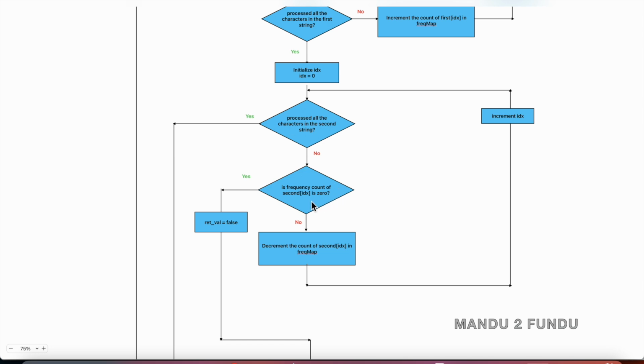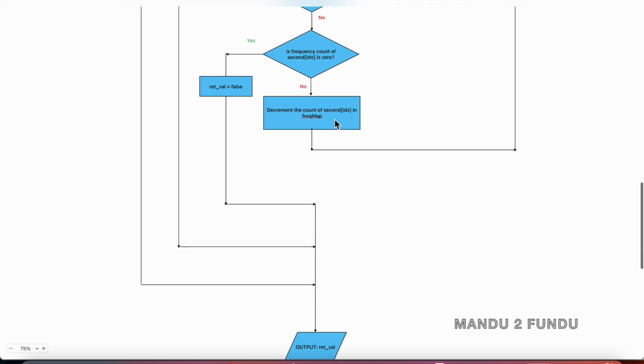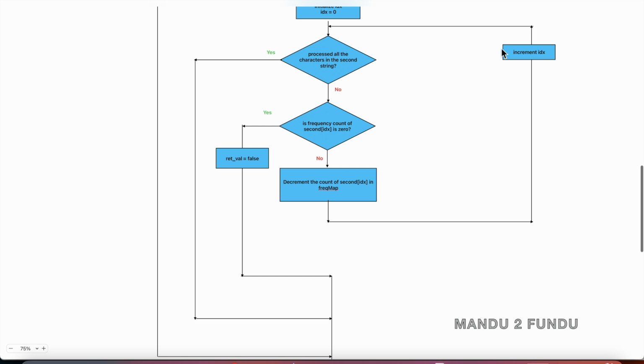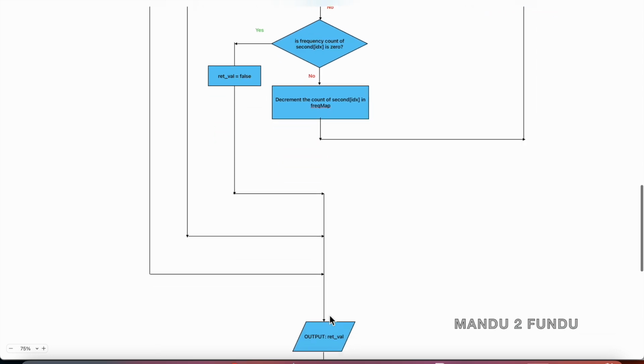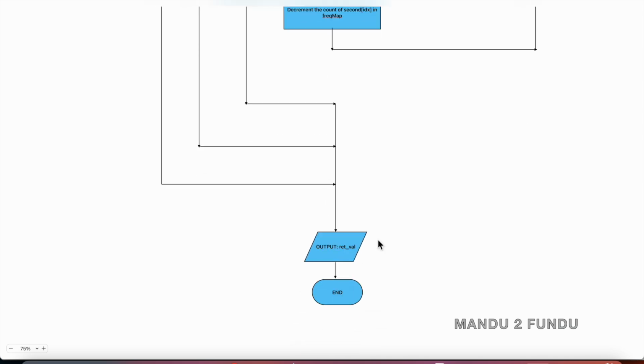That means they are not anagrams, so we return false in that case. Otherwise, we decrement the freq count in the freq map for that character, second of idx, and then we keep proceeding with the rest of the characters. Once we process all the letters in the second string, finally we return retVal. If everything is matching, then retVal contains true. Finally we return that value.